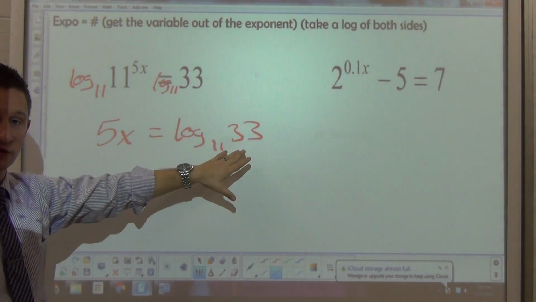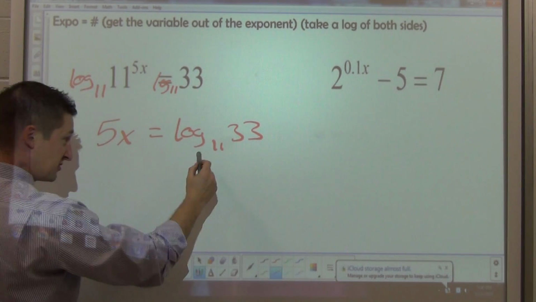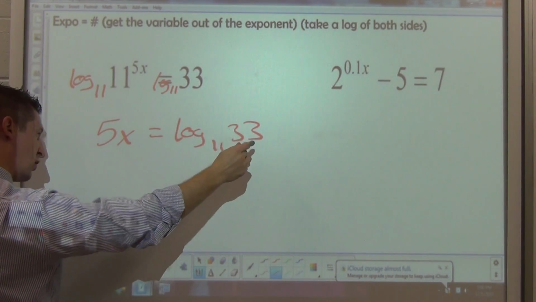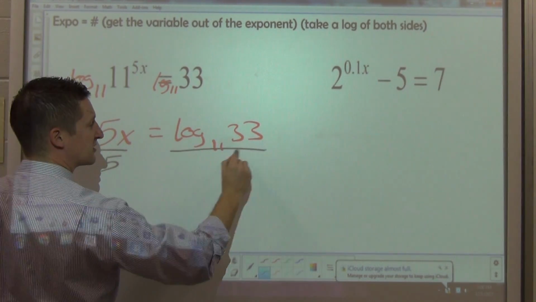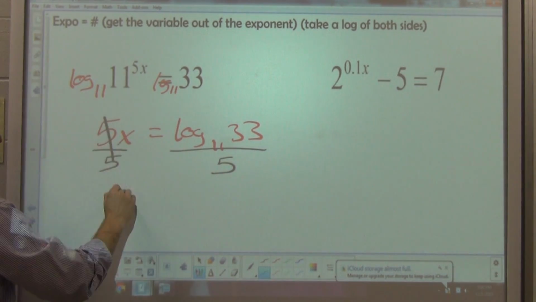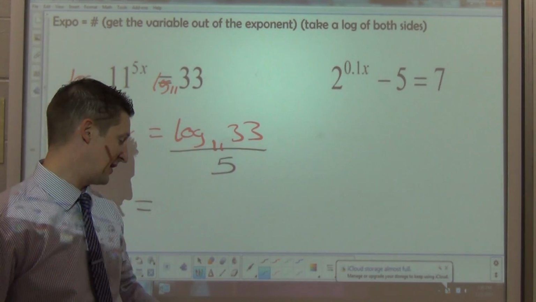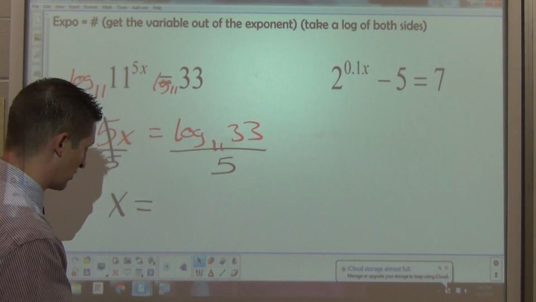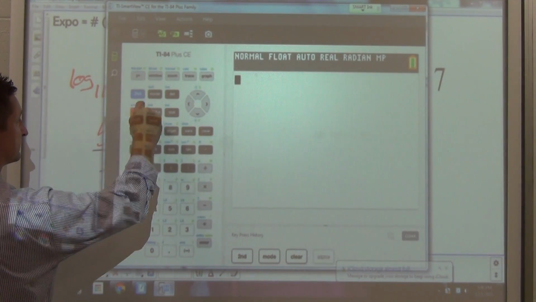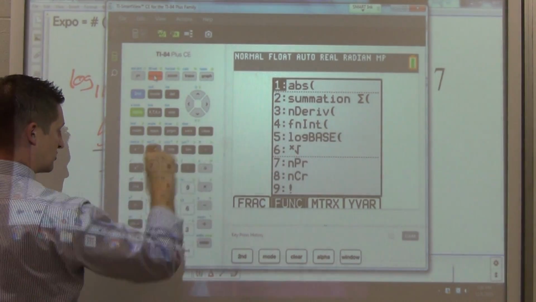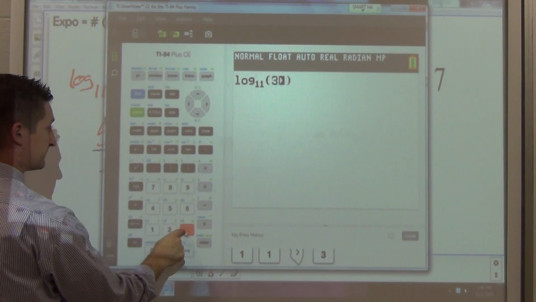Now, this is an expression which I could evaluate using my calculator, and then understand that whatever this number happens to be, I'm going to take that divided by 5. I'll show that step quickly here before we go to the calculator. So that's what's going to happen. X is going to equal whatever decimal expression I get when I'm done typing that into my calculator. So here goes. We're going to take the log base 11, and I'll use my log base feature. The log base 11 of 33.